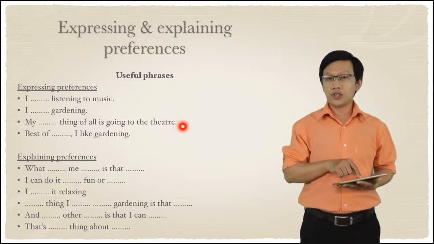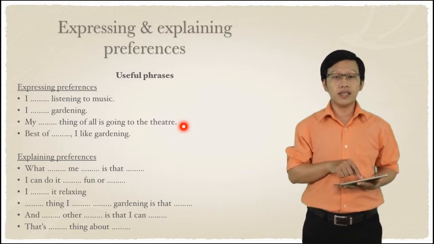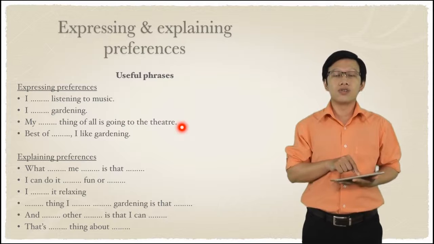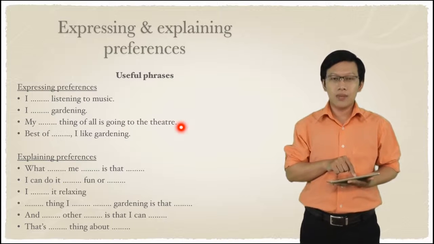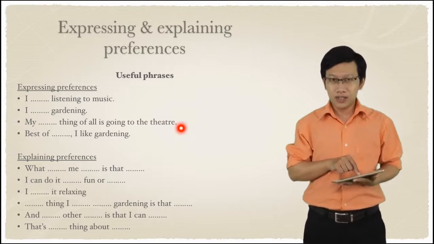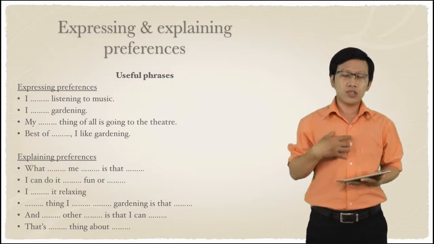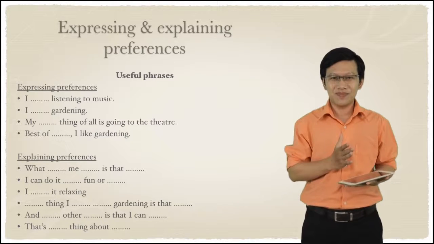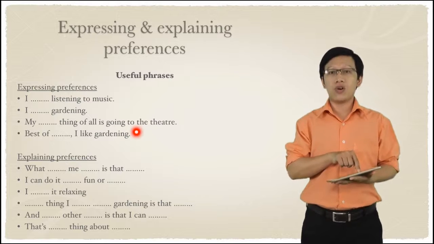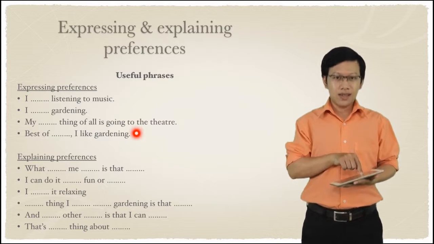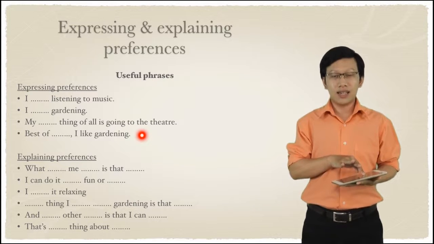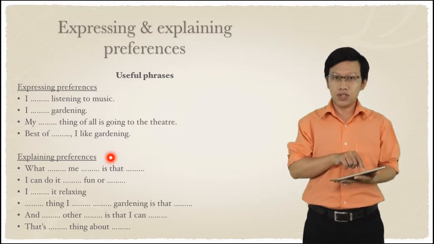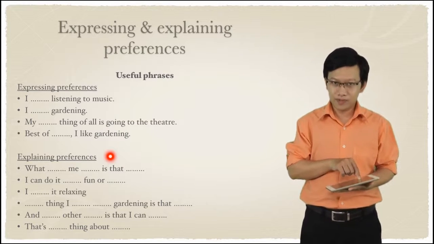You can use this structure. My favorite thing of all, my most favorite thing of all is to go to the theater. My most favorite hobby is to play the guitar. My most favorite preference is to read books at the weekends. Or I can say, best of all, I like gardening. Best of all of my hobbies, I like gardening. Something like that.